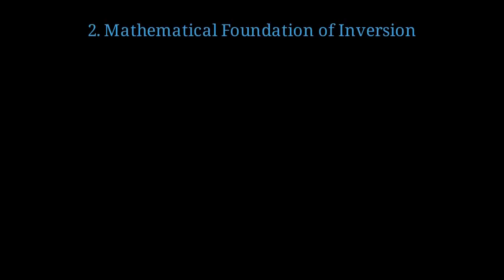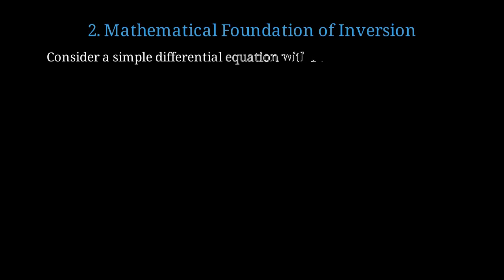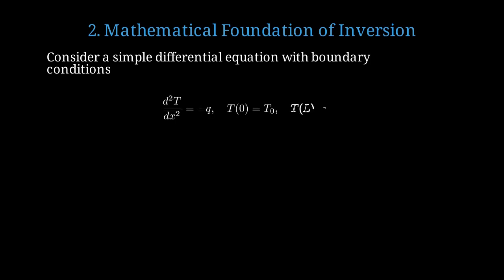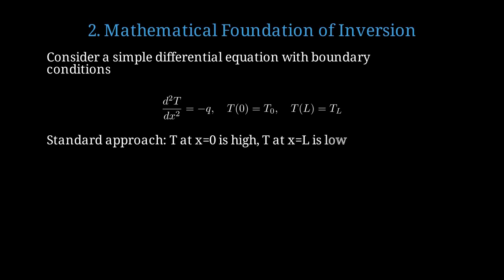Inversion has a solid mathematical foundation. Let's explore how reversing parameters changes system behavior. Consider a simple differential equation that describes heat flow or diffusion with boundary conditions. This equation describes temperature distribution T along position X, with heat generation Q and fixed temperatures at boundaries 0 and L. The standard approach assumes temperature at position 0 is high and temperature at position L is low, causing heat to flow from left to right.